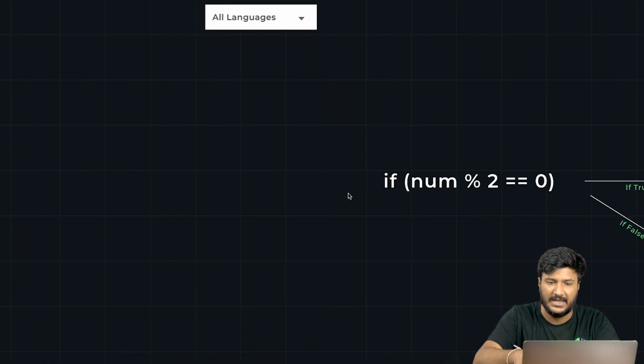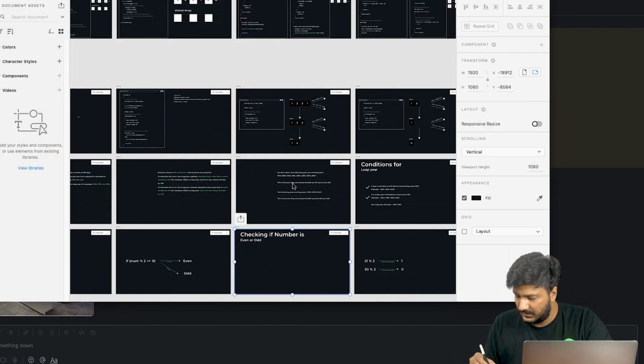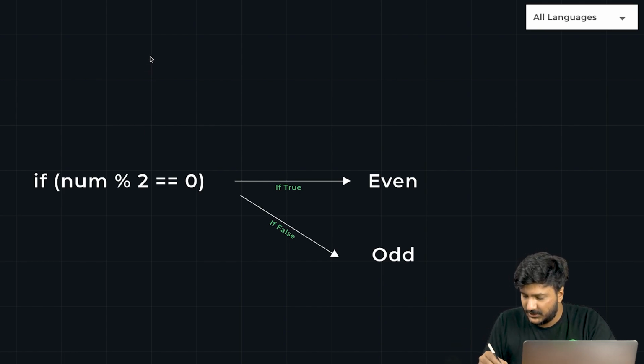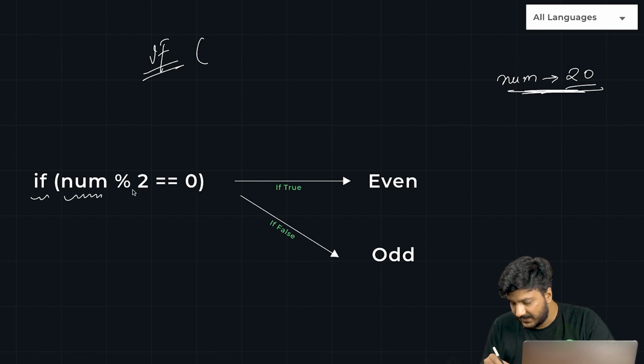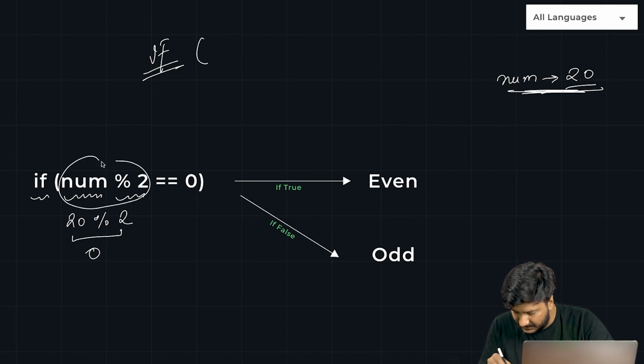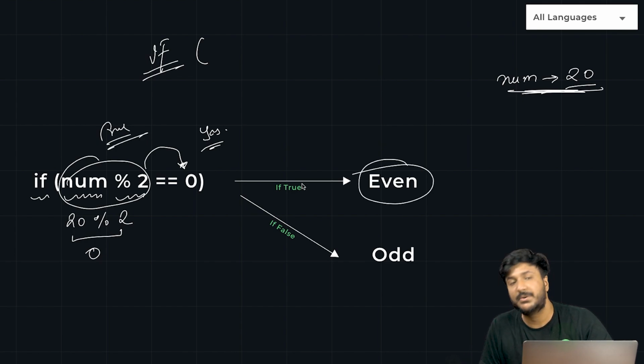The logic of this goes like this: you write an if statement as I've mentioned here, and let's say the variable that you created has the value 20. So you just simply write that this num value is 20, which is why you're writing 20 percentage 2. In that case, 20 percentage 2 would result in 0. Now, is the value returned by this equal to 0? Yes, it is. So, true. In that case, we will go ahead and print even.